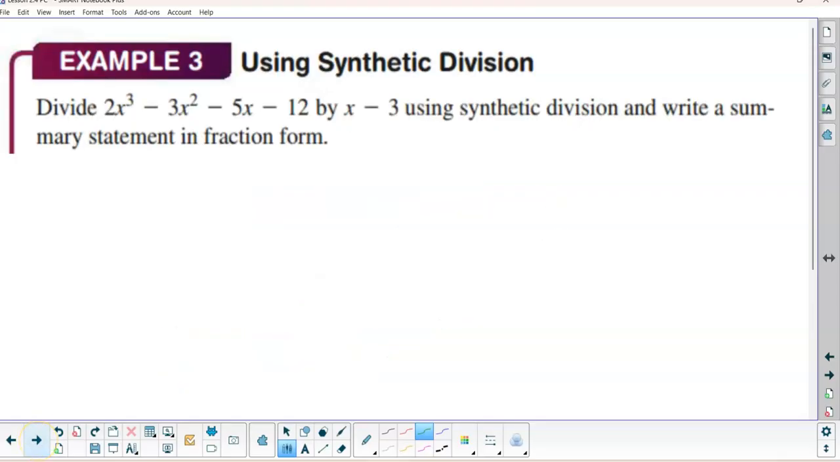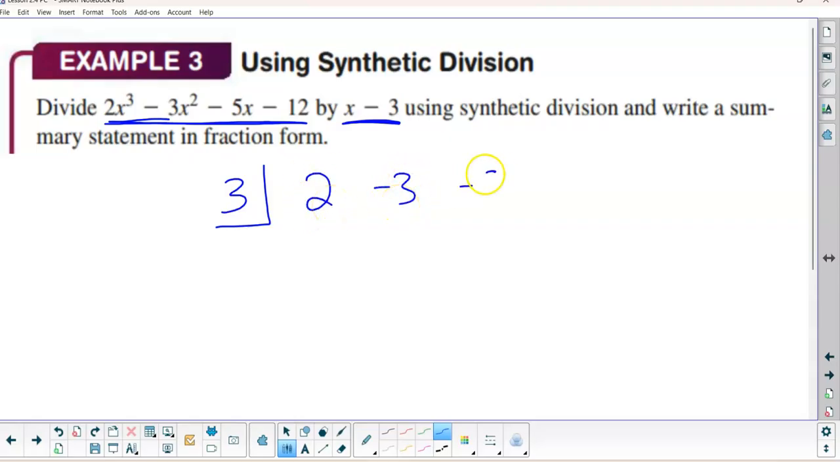Let's try one more here. Here we have a third degree polynomial. We're going to divide by x minus 3. We can use synthetic division for this, so we're going to put a positive 3 in the box. Again, pro tip here, if you're missing terms, make sure you put a 0. Like if we were missing an x squared term, we'd want to put a 0 where that negative 3 is. We're not missing any terms here, so we can set it up like this.